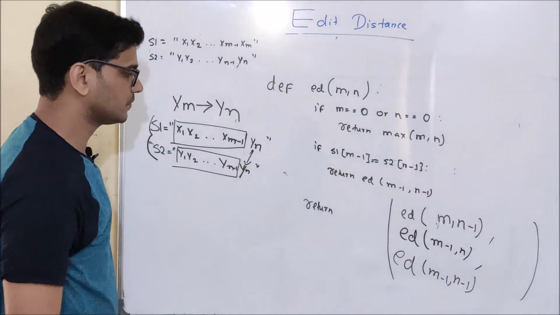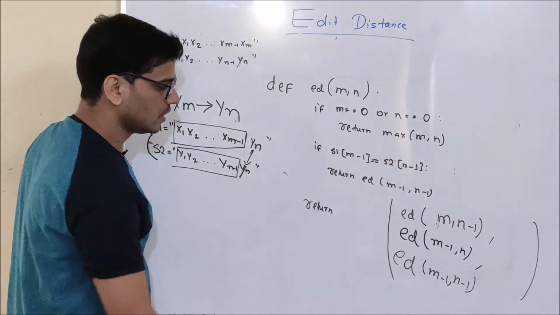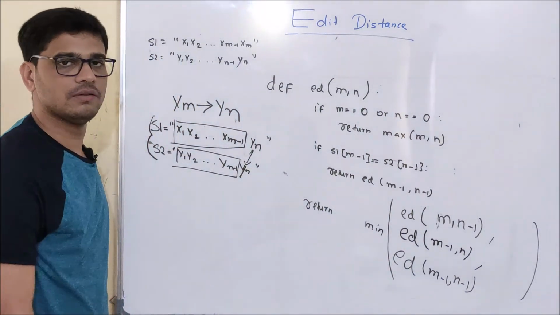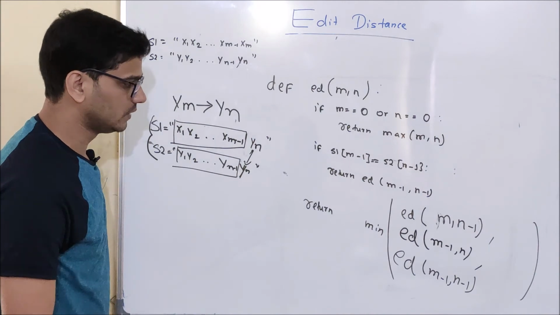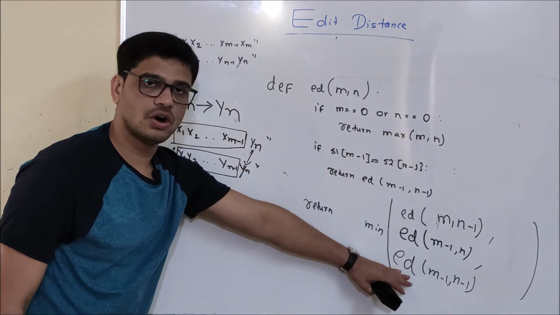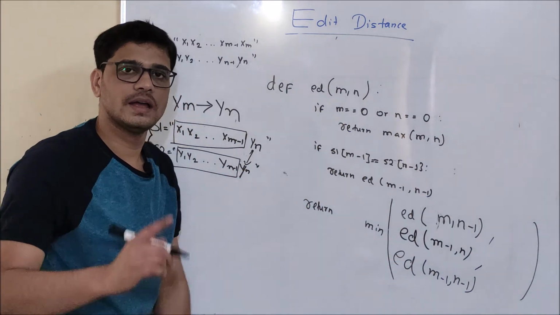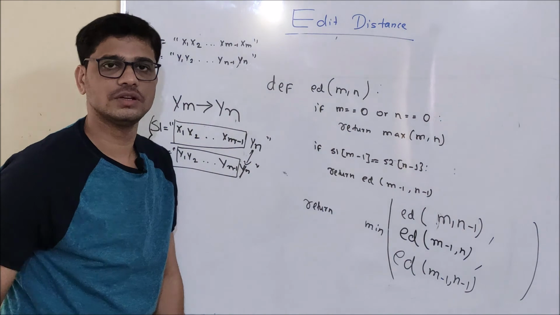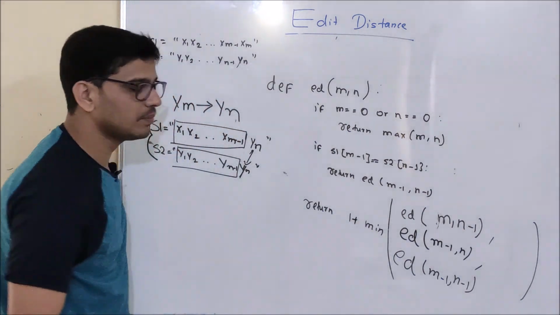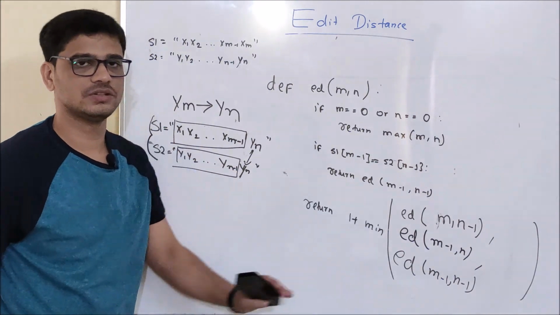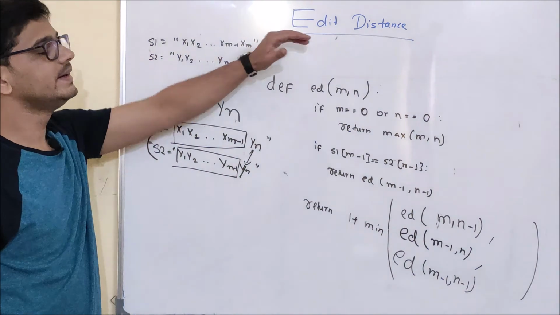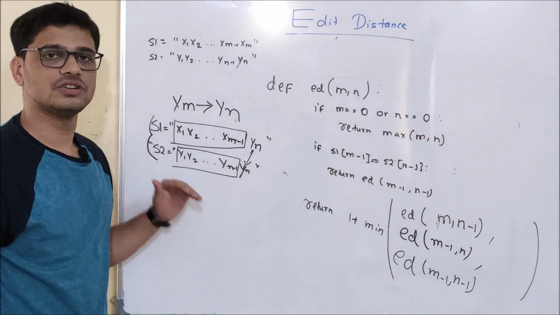And finally, what will we do? We will choose the minimum of these three. And one thing, whether I am doing insertion, deletion or substitution, it will have 1 unit of cost associated with it. So we will return 1 plus the minimum of these three. So this is the program to calculate the edit distance between two strings.